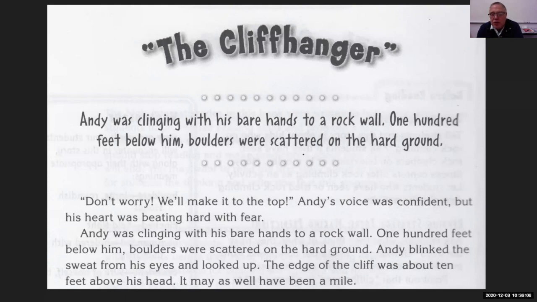Well, Andy was clinging with his bare hands. That's literal, isn't it? So this is an explicit title. It tells us exactly what is going to happen. Let's read it together.